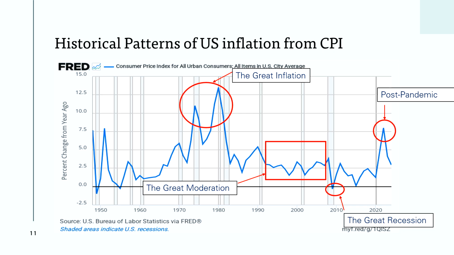The Great Inflation of the 1970s shows massive spikes where inflation climbed toward 15%. The Great Moderation is a long period of relative stability. Then we see the sharp dip below the 0% line during the Great Recession in 2009. It indicates deflation. Finally, you can see the dramatic spikes during the post-pandemic era.